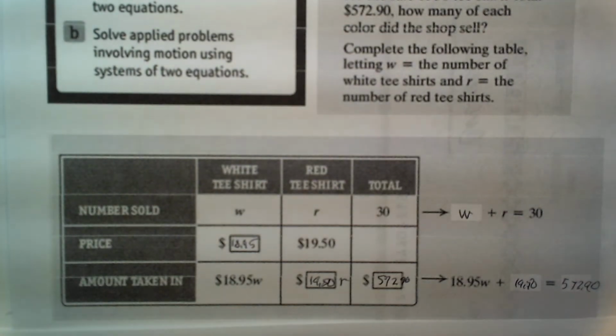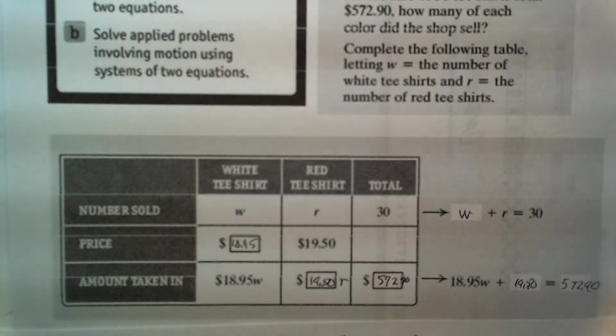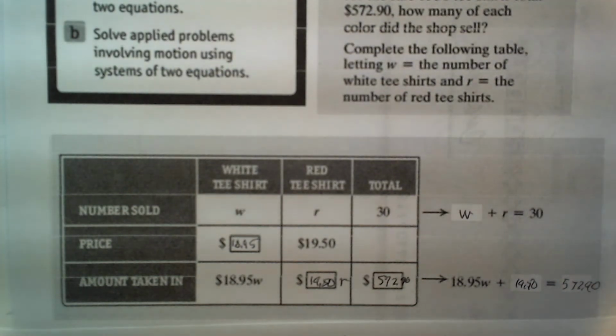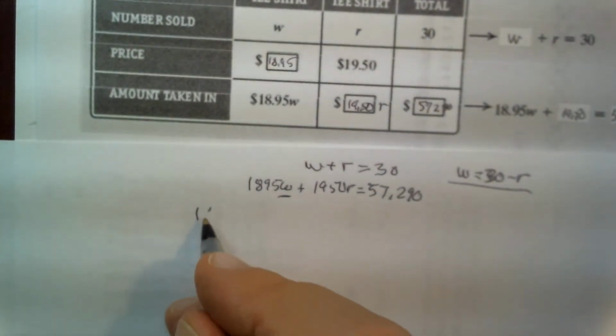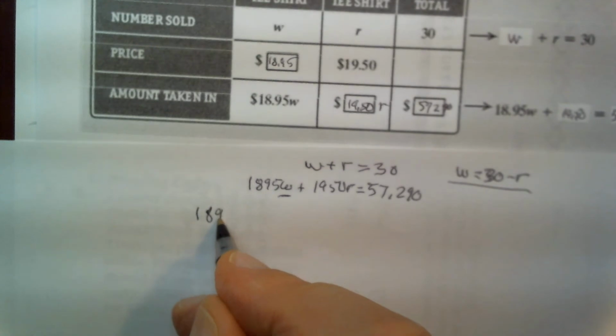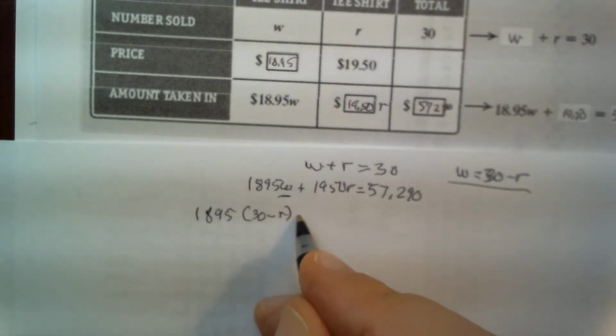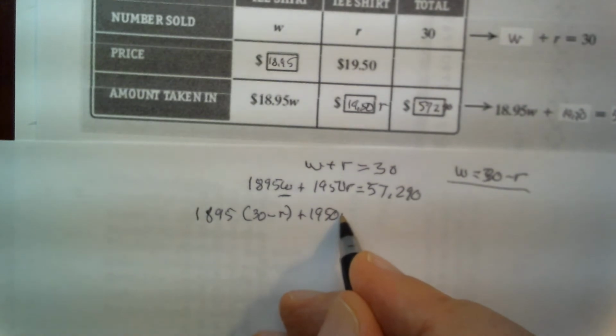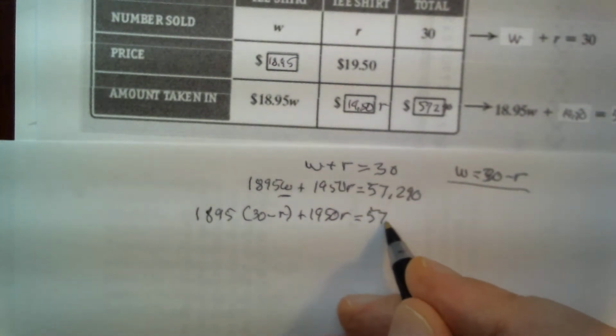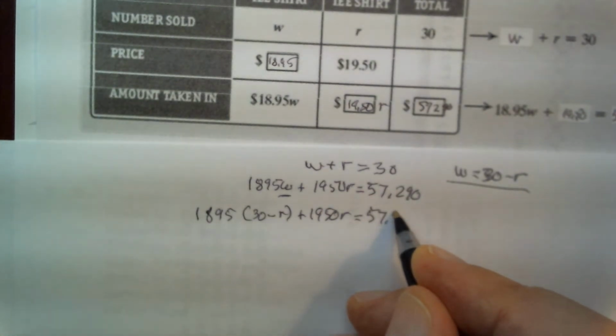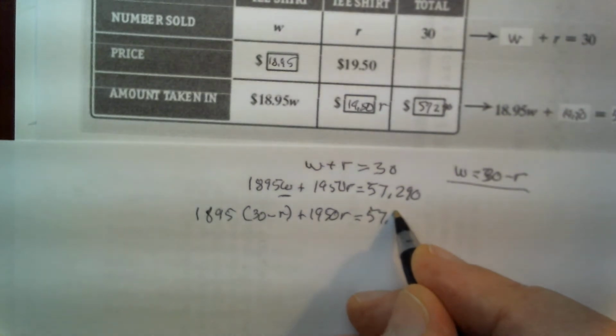Let's try substitution. Let's solve the first equation for W. So W is equal to 30 minus R. Then we replace W in the second equation with this expression, 30 minus R. So we have 1,895 times 30 minus R, plus 1,950 R equals 57,290.